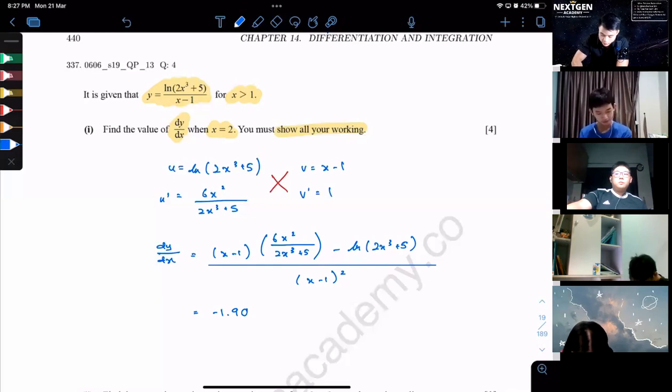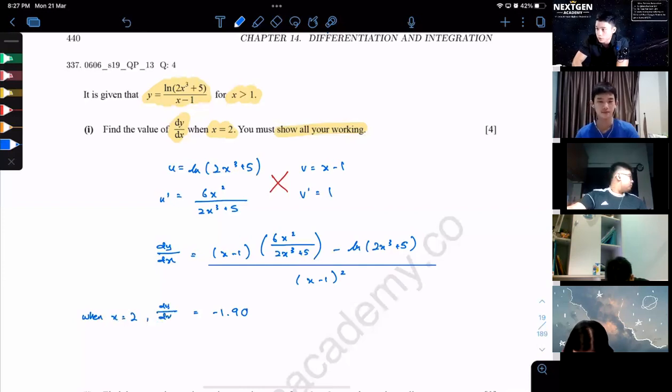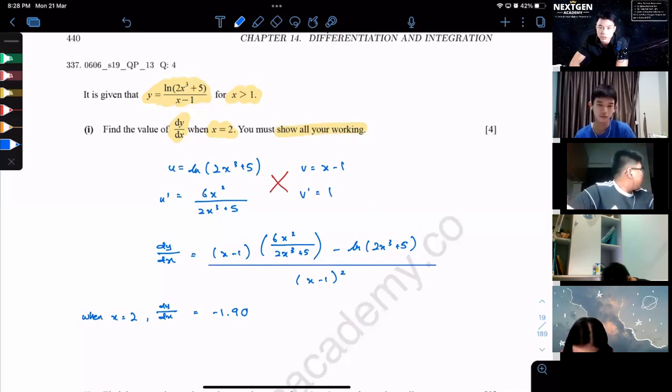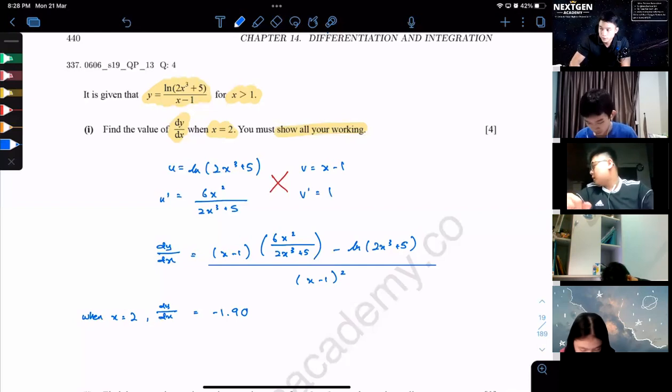Wait, I skipped so many things to explain to you all, but all right. When x equals 2, dy over dx: you just sub it in, 2 minus 1 times 6 times 2 squared over 2 times 2 cubed plus 5, minus ln(2 times 2 cubed plus 5) over 2 minus 1 squared. Make sure you are best friends with your calculator and know how to use it. Okay, cool. So this is negative 1.9.